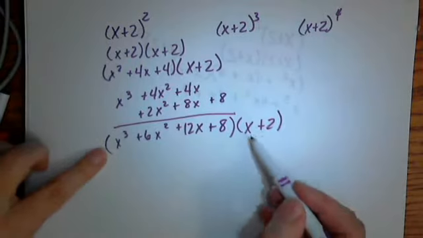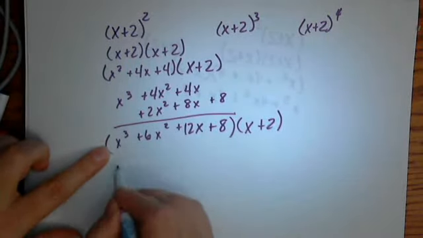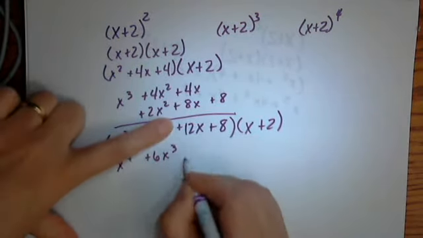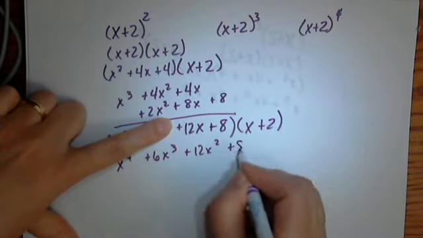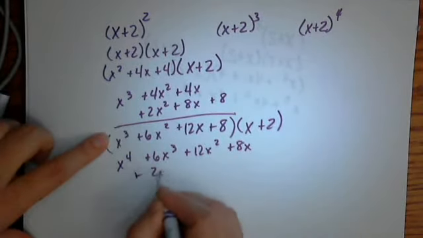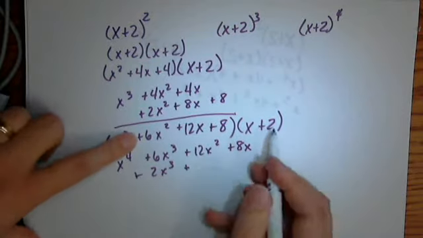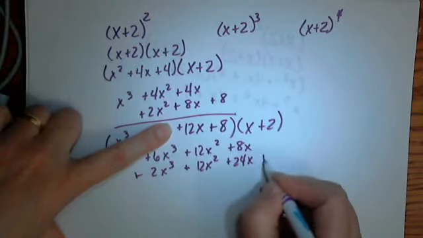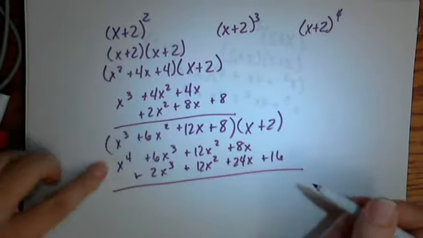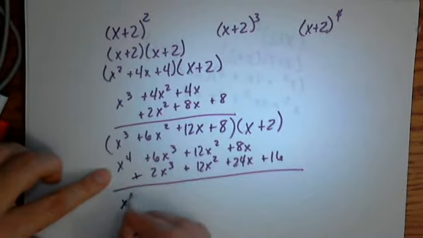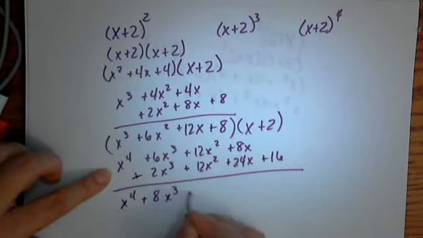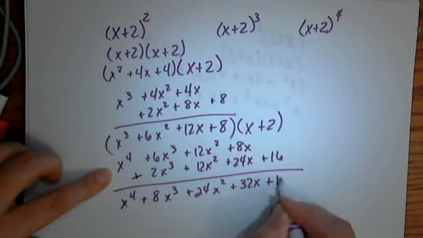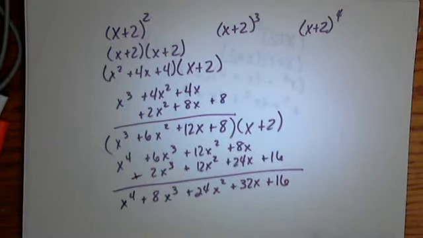And now, of course, we go through our distributive property again, and we find that we end up with x to the 4th plus 6x cubed plus 12x squared plus 8x plus 2x cubed plus 12x squared plus 24x plus 16. Okay, now all we have to do is add them together. So we end up with x to the 4th plus 8x cubed plus 24x squared plus 32x plus 16. Wow, now that's a lot of work.